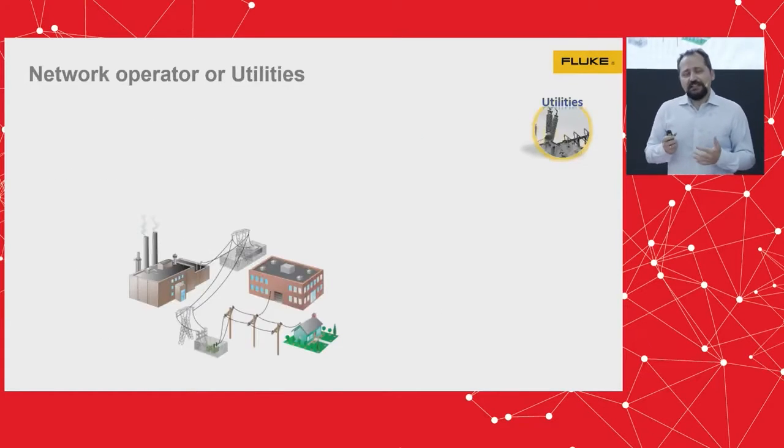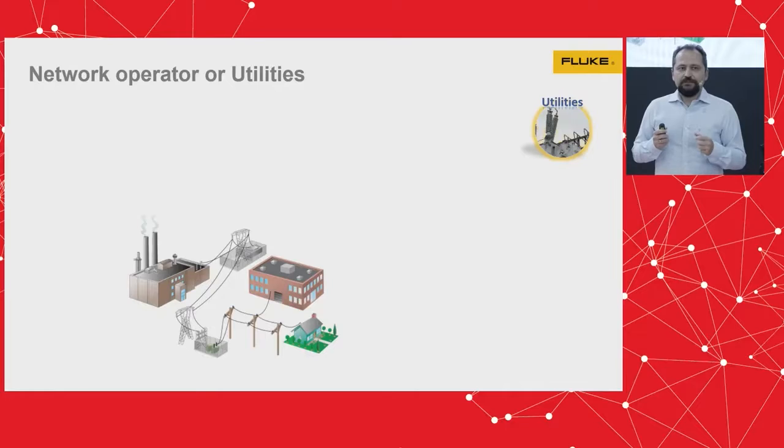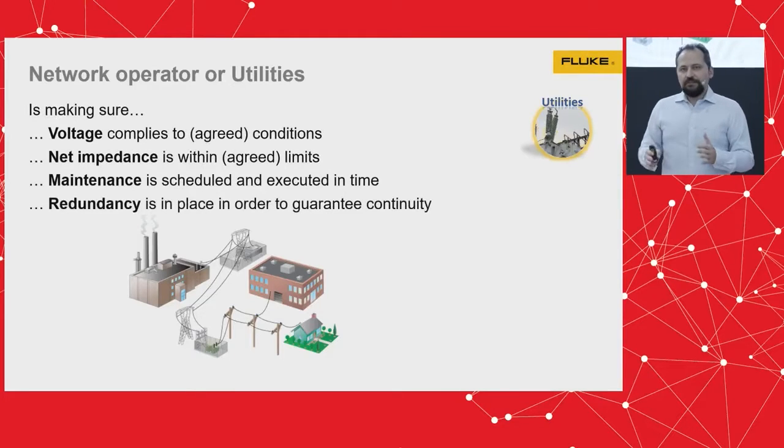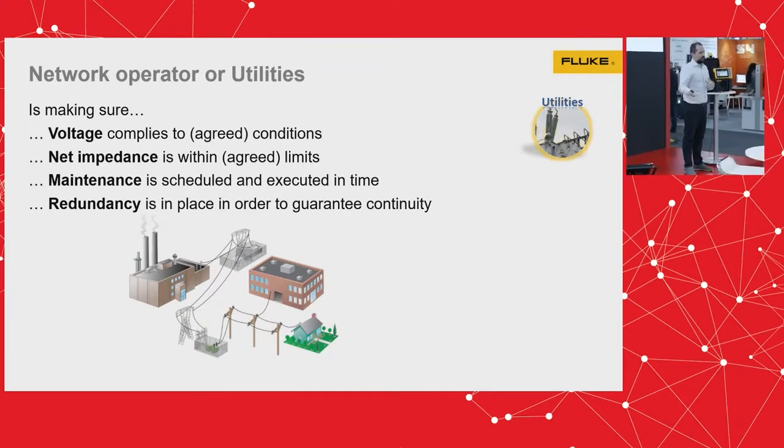So let's take a look at what role these parties play in the power distribution system, starting with the network operator, okay, the power supply company. Again, the main focus of the utility company is providing a quality voltage signal to the end user, okay? They are focused on the voltage.